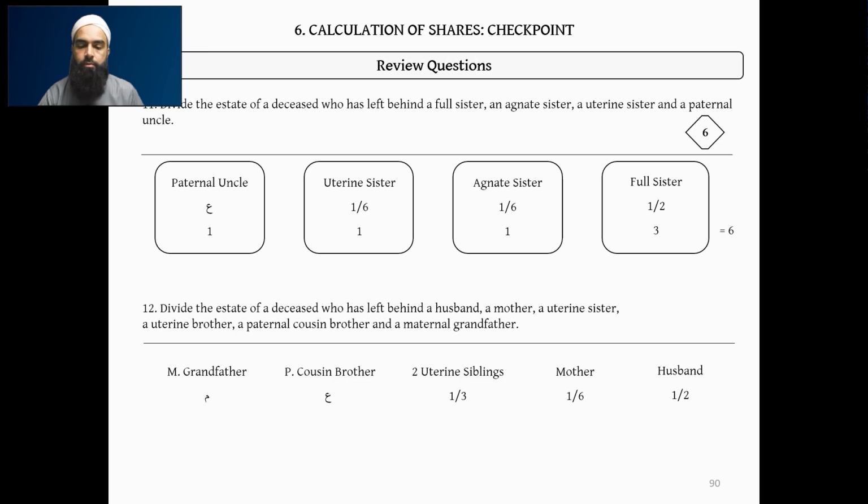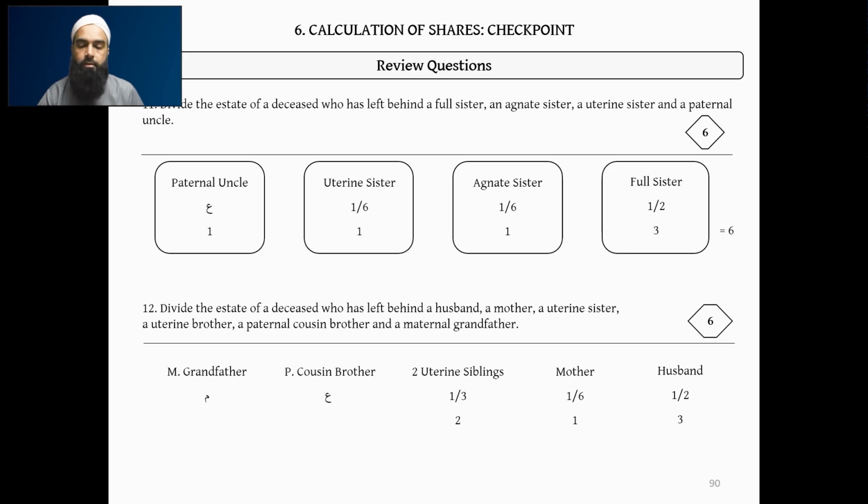So now we see that there is a half, 1/6 and 1/3. So the half is from group 1, and 1/6 and 1/3 are from group 2. So we just use the 2 with the half, multiply it by 3, and we get 6. And we give half of 6 to the husband, which is 3. The mother gets 1/6, which is 1. The 2 uterine siblings also get 2, because they're getting 1/3.